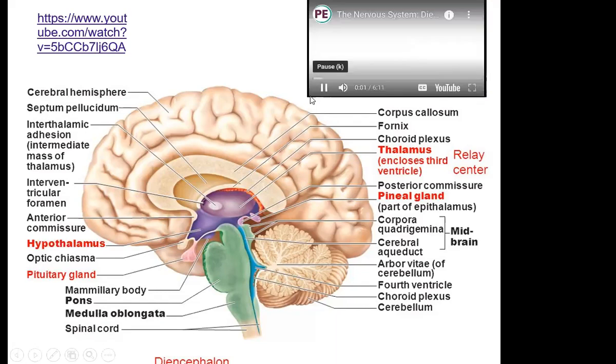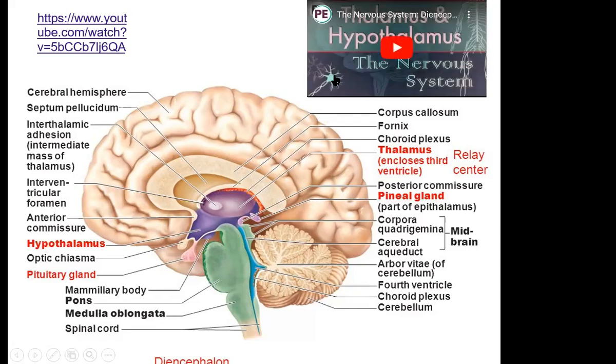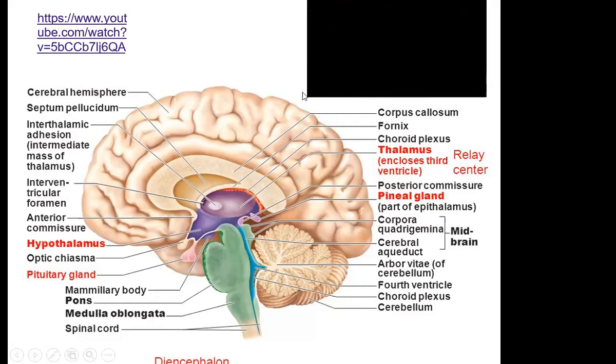Welcome back to our lesson on the nervous system. In this video, we will discuss the thalamus and the hypothalamus. These two structures are responsible for many bodily functions, some of which include regulating body temperature. Sorry, let me see if I can make this bigger.